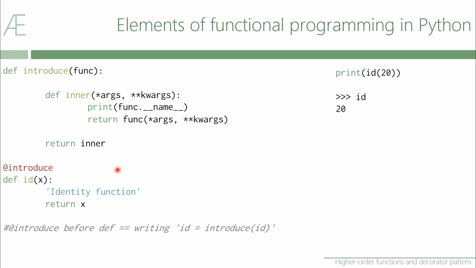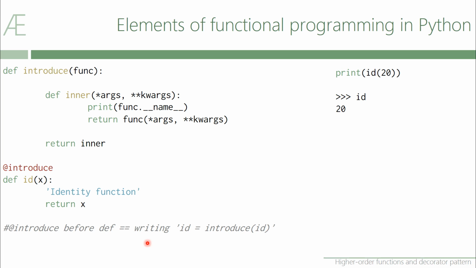Now, instead of writing some_func equals introduce of some_func, we could write this @ sign above the function's definition. It is equivalent to writing the definition first and then writing id equals introduce of id. If you see the syntax, just remember that this is the same as changing the defined function to the result of applying the function after the @ sign to the defined function. Because the latter is perfectly understandable and the former may seem to be some kind of voodoo witchcraft when you see it for the first time.